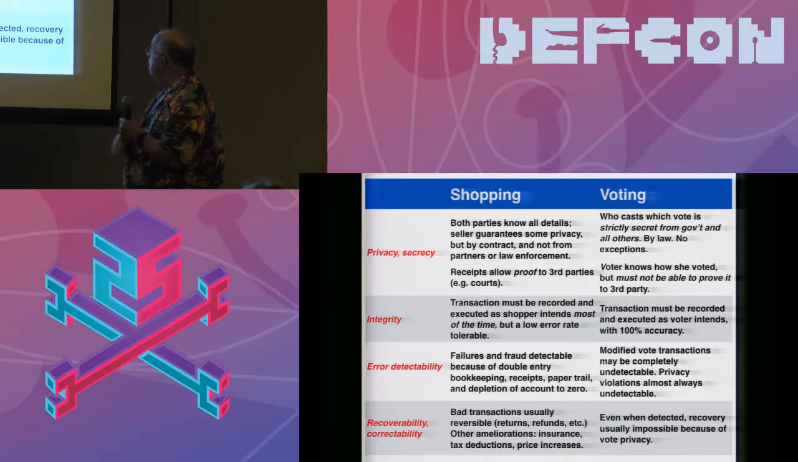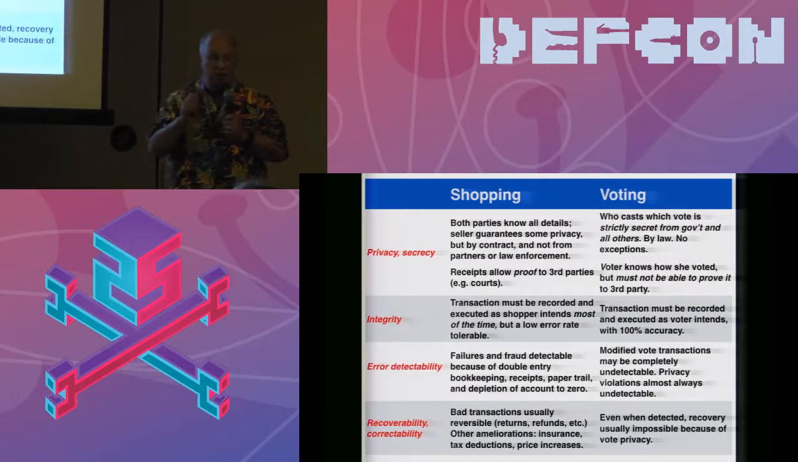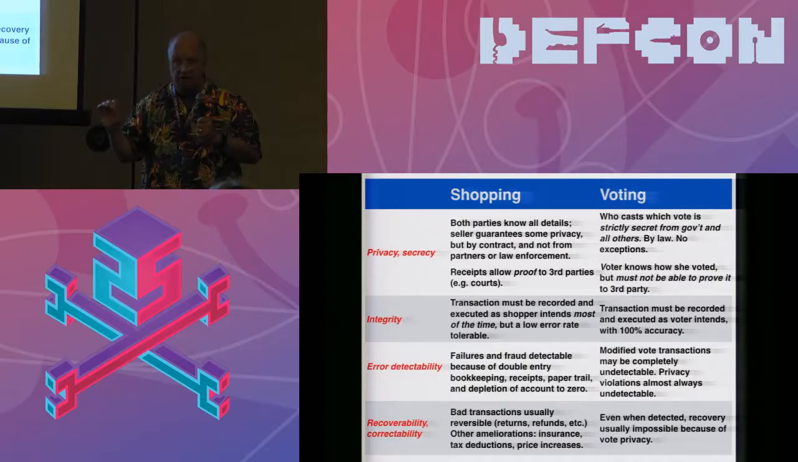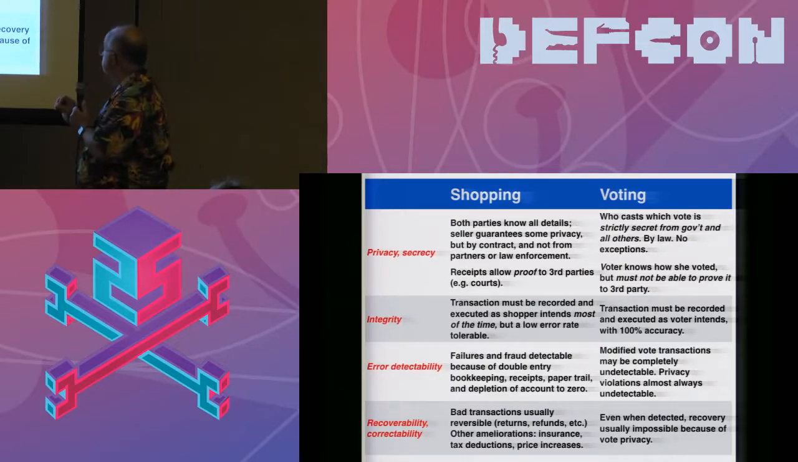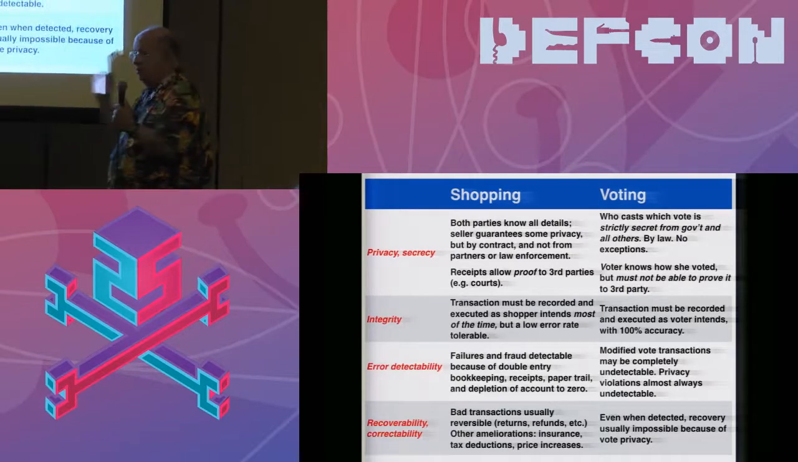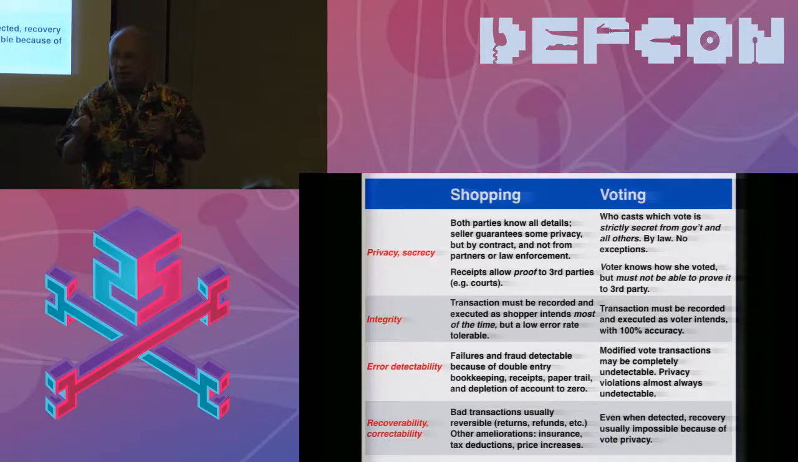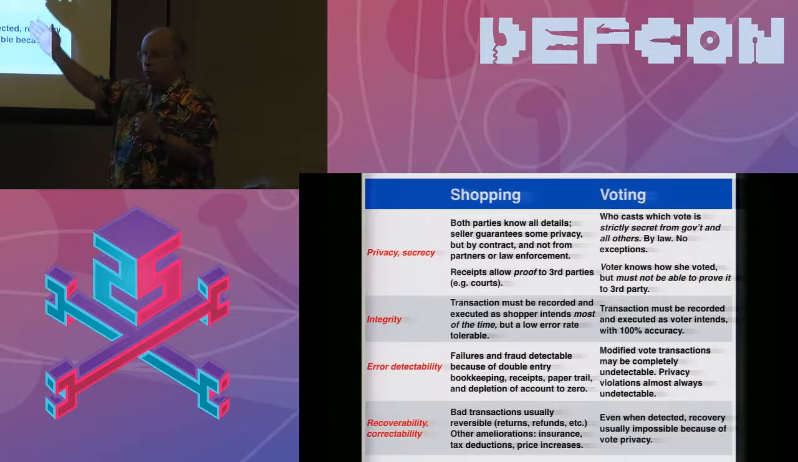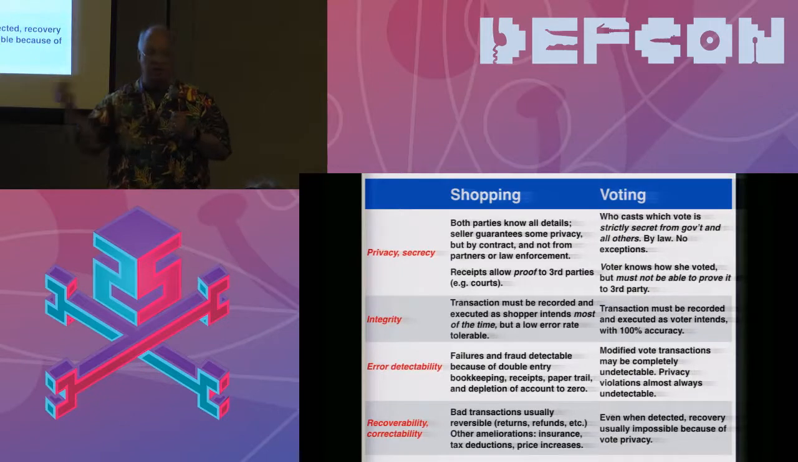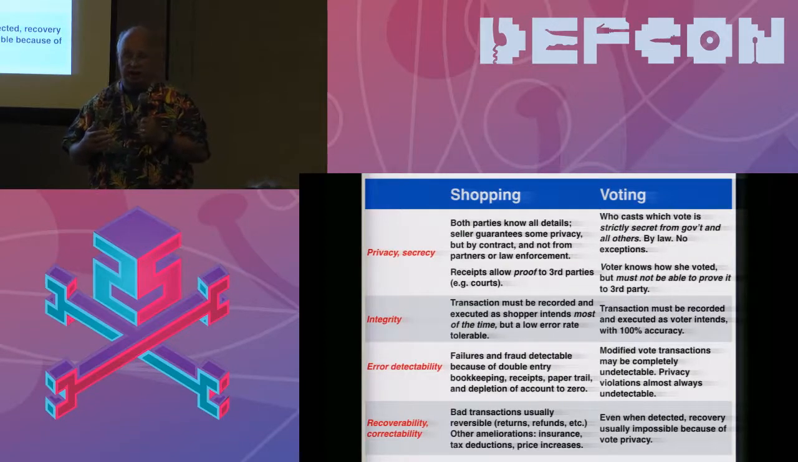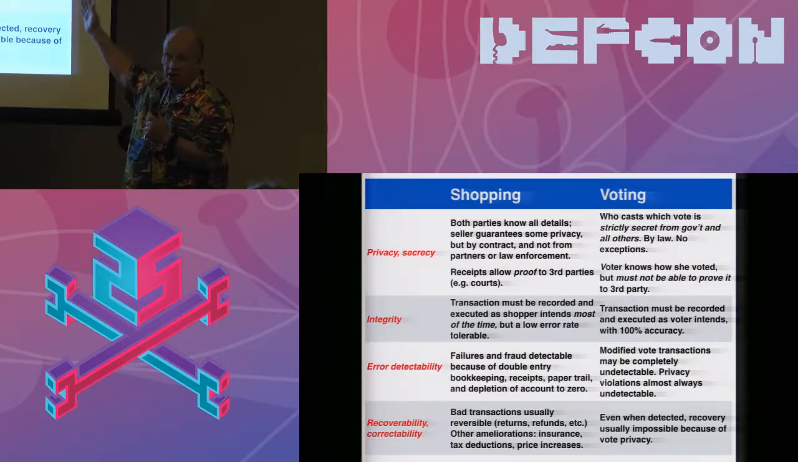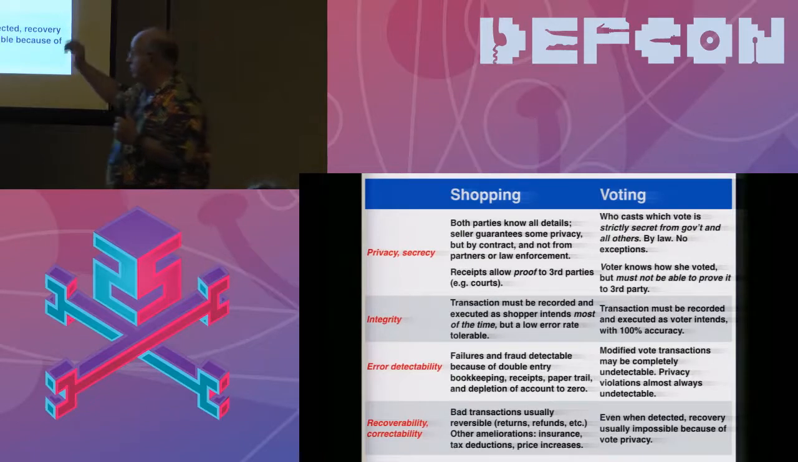But in voting, who casts what vote is an absolute secret, as I said earlier. A voter knows how she voted, but she must not be able to prove it to a third party. It's a different, much more subtle privacy requirement. The privacy requirements for shopping are policy requirements, business and contractual arrangements that the seller has with the buyer. They are cased in law in voting.